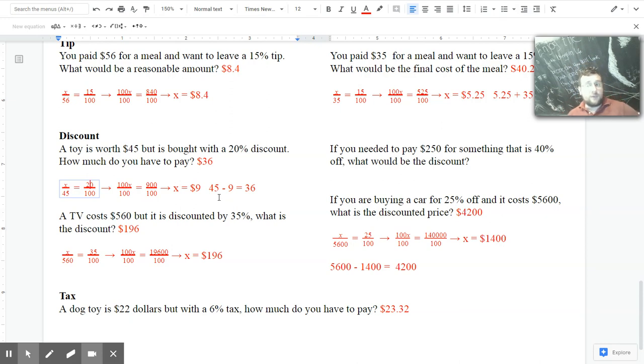There is another way of doing this, by the way, that is completely okay. If you realize that by having a 20% discount, you only have to pay 80% of the original price, instead of using 20% up here, you could use 80.